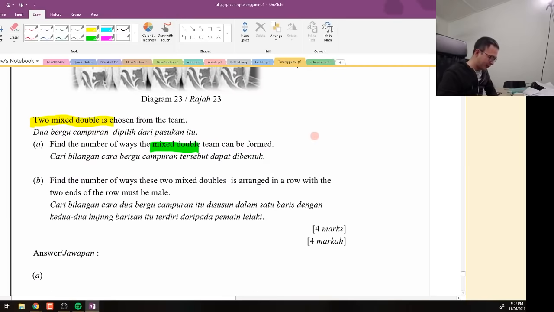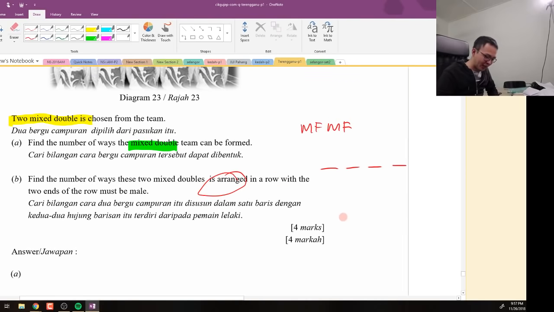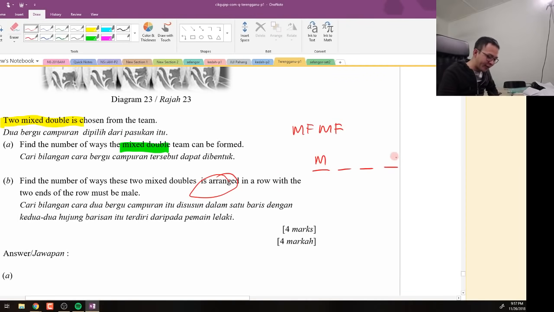Alright, so, okay, find the number of ways these 2 mixed double is arranged in a row with both ends must be the male here. So right now, you have male, female, male, female. They want the arrangement. So you see the arrange, so you might use P or use factorial. Both ends must be the male here. So that means the female must be in the middle.